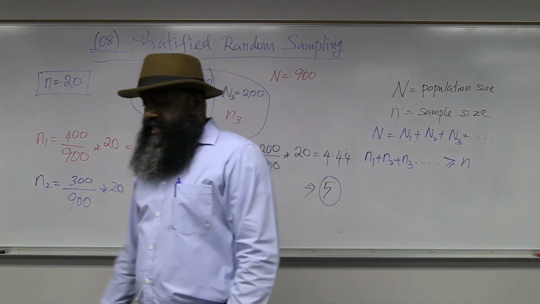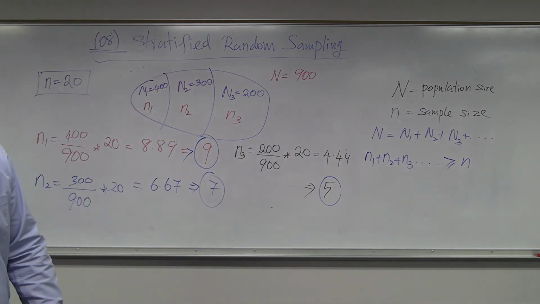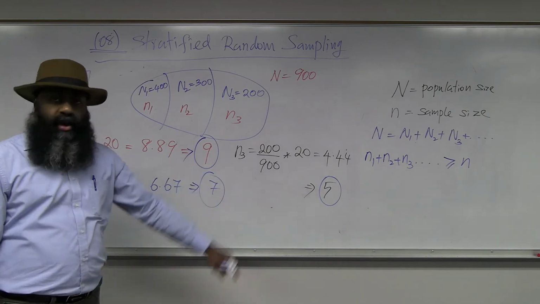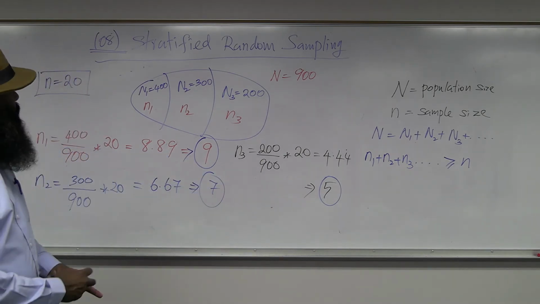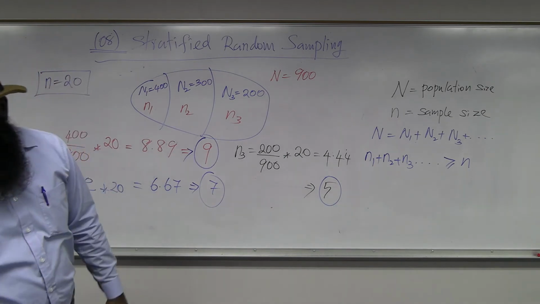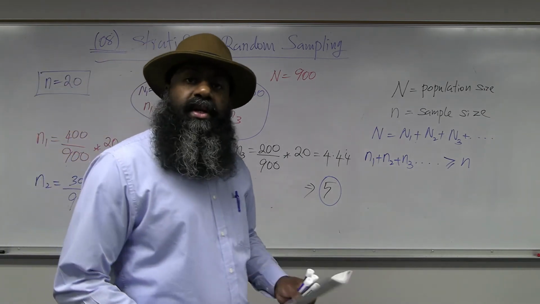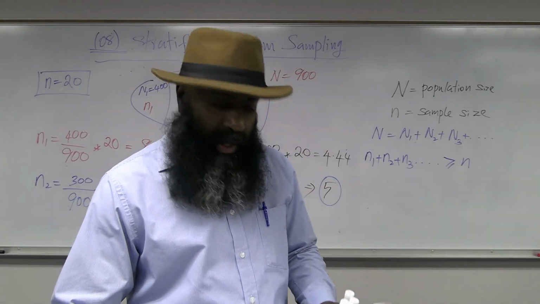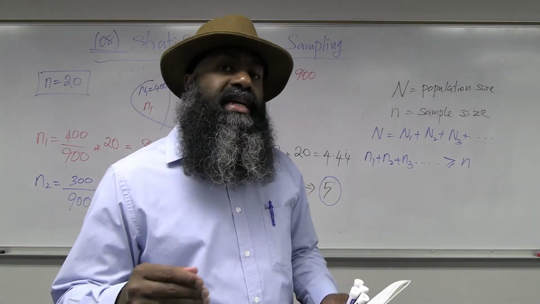All right, so that's it about stratified random sampling. Once these numbers are determined, you have to select simple random samples from each of these strata, okay? All right, that's all about the sampling techniques, and we have finished chapter 8 now. Now we can move on to chapter 9.